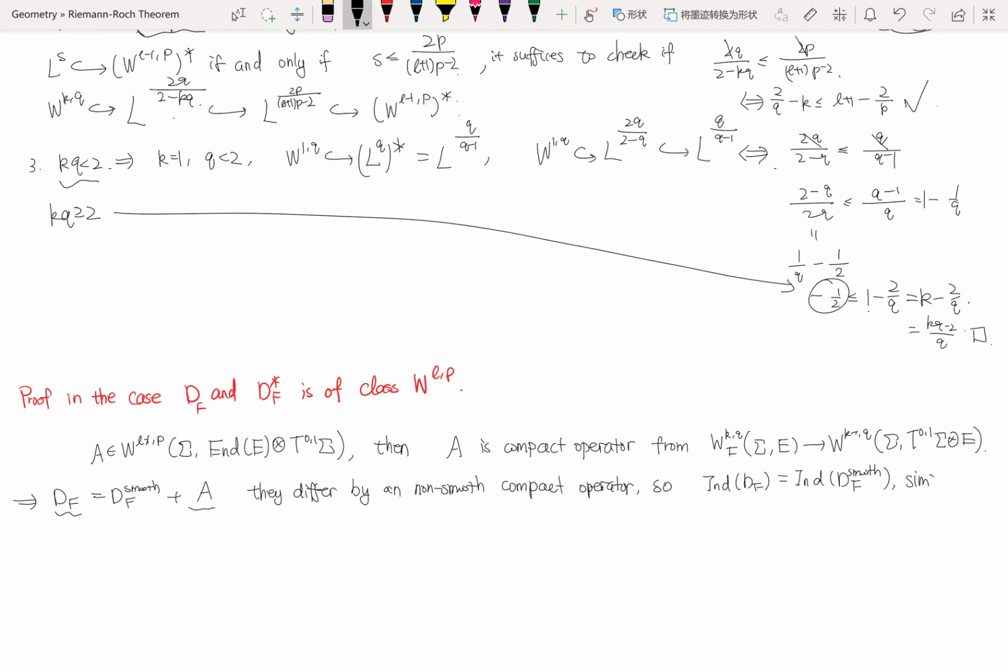Similarly, we have the result for the dual operator. But it is not enough. We only see that the Fredholm index of them is the same, but we don't know what the kernel and cokernel of them look like. So we still need to check the second and the first statement.